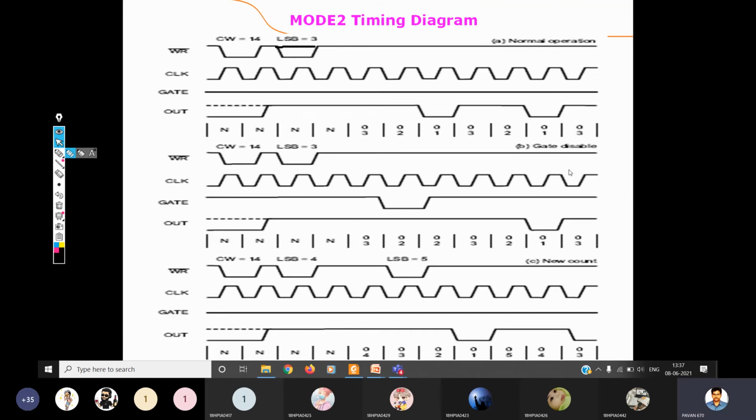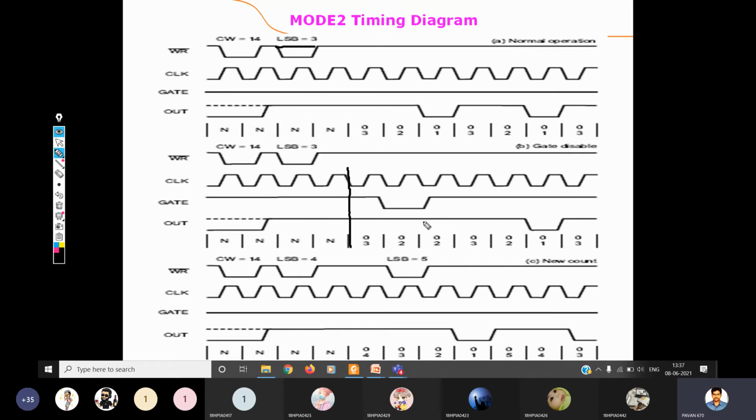Okay. Next one, suppose the gate is disabled. If the gate is getting disabled, what happens? Suppose the value 3 is loaded. And after this value is loaded, in the next clock cycle, on the negative edge, your counting operation will be initiated. Okay, one count is completed, another count is also getting completed. In the meanwhile, like we told in the mode 0 earlier case, here also the gate signal got disabled for a very short duration of one clock cycle.